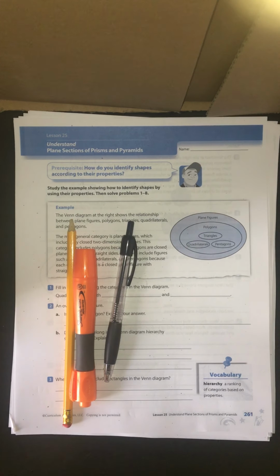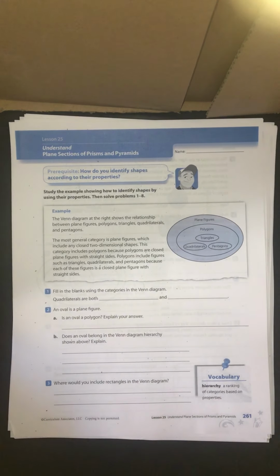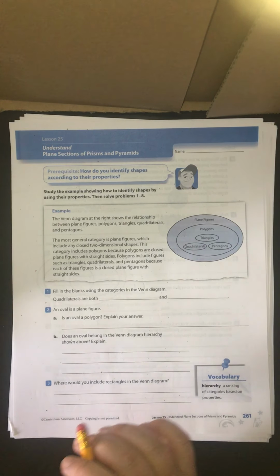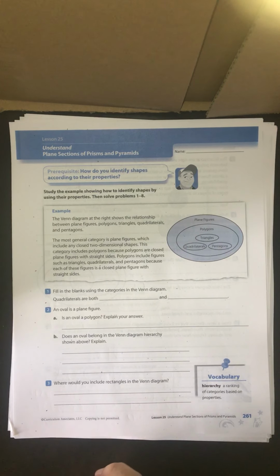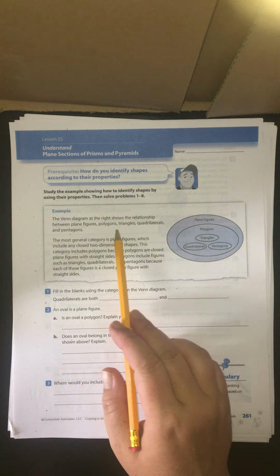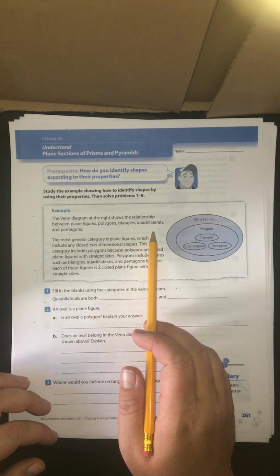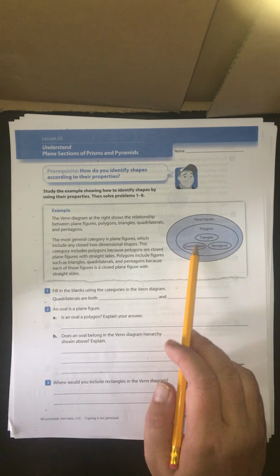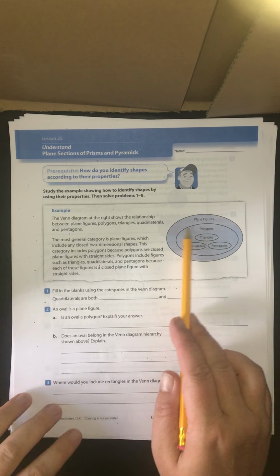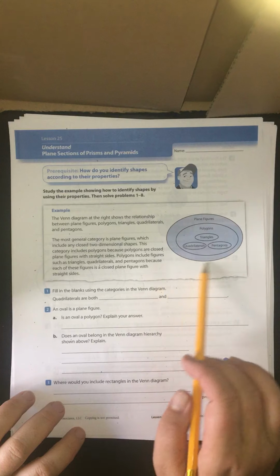Okay, this video is going to be for page 261 to 262. It's all about understanding these prisms. As we go through this, we're going to go through exactly what the example is that they gave us and then talk about where to go from there. So now it's just saying that the Venn diagram showing all the relationships between them. There's a polygon, there's triangles, there's quadrilaterals. Triangle, quadrilaterals, pentagons, they're all polygons, and then all of these are plane figures.